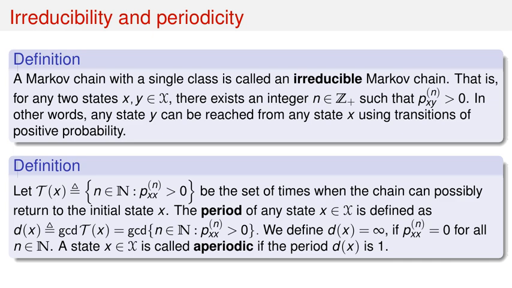If P sub xx superscript n is 0 for all natural numbers n, meaning the chain can never return to state x after leaving it, we define the period d of x to be infinity. A state x in script X is called aperiodic if its period d of x is 1.